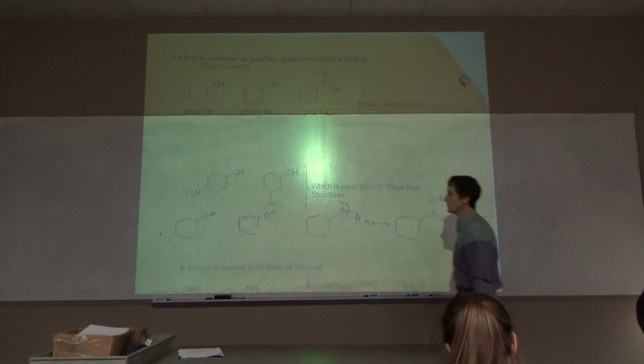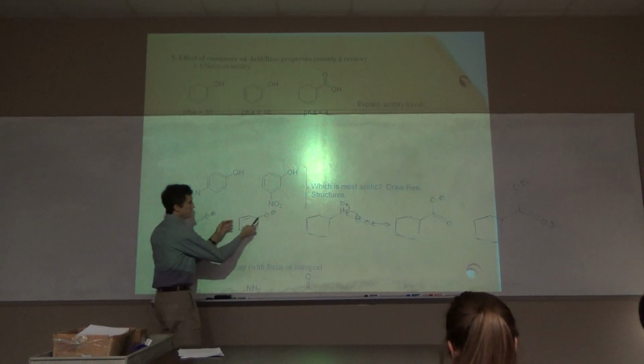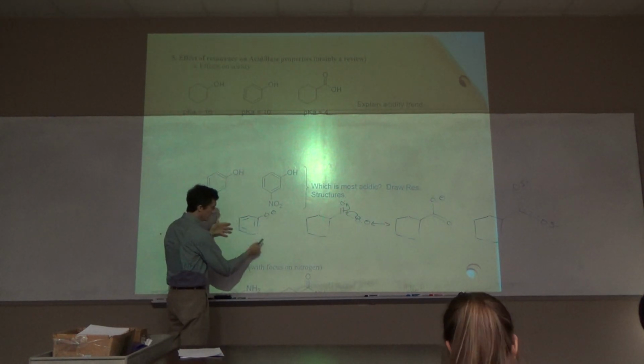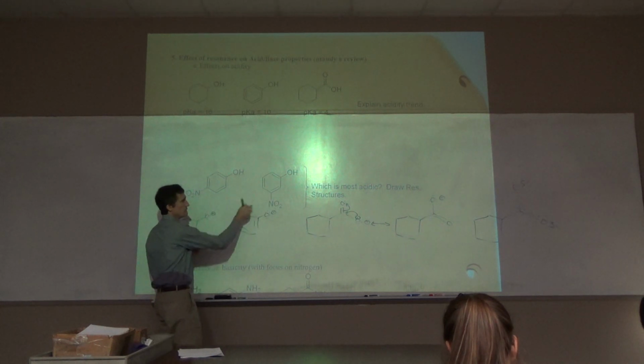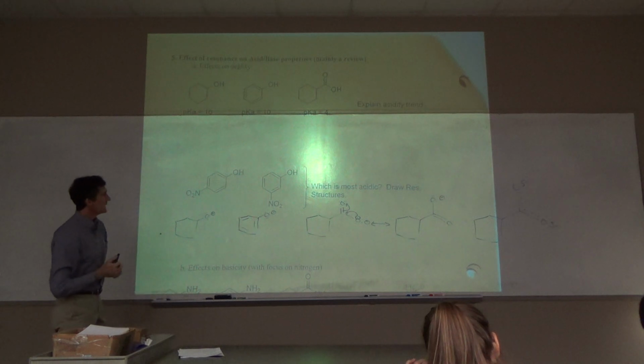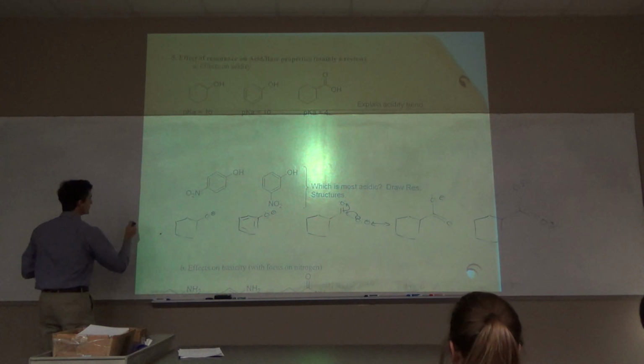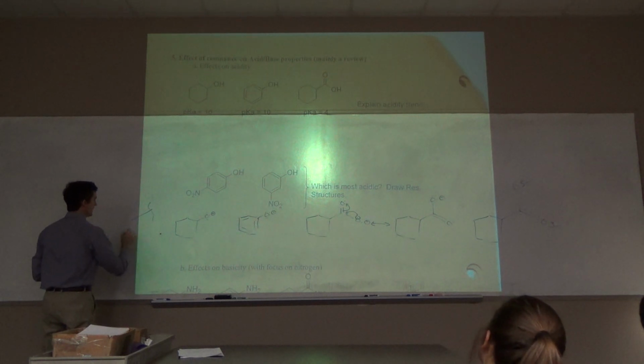With our phenols, though, we need to be able to do resonance not only into the ring, but also into other groups. These are nitro groups. You'll see nitro groups in organic 2. The Lewis structure for the nitro group: here's the ring coming off.